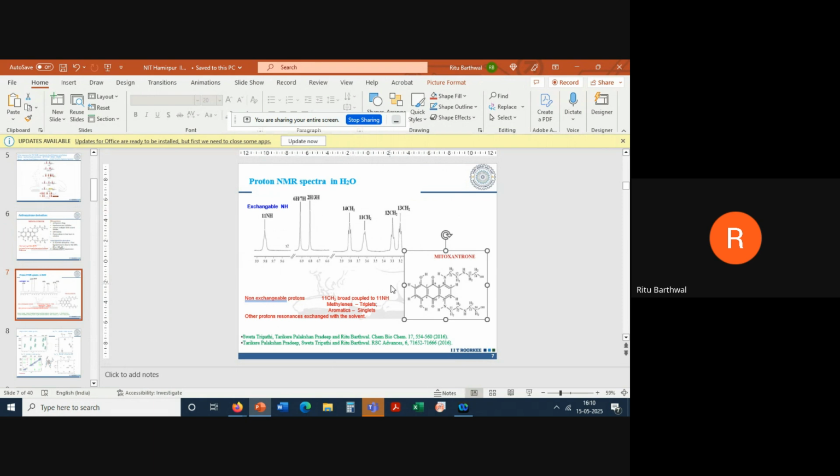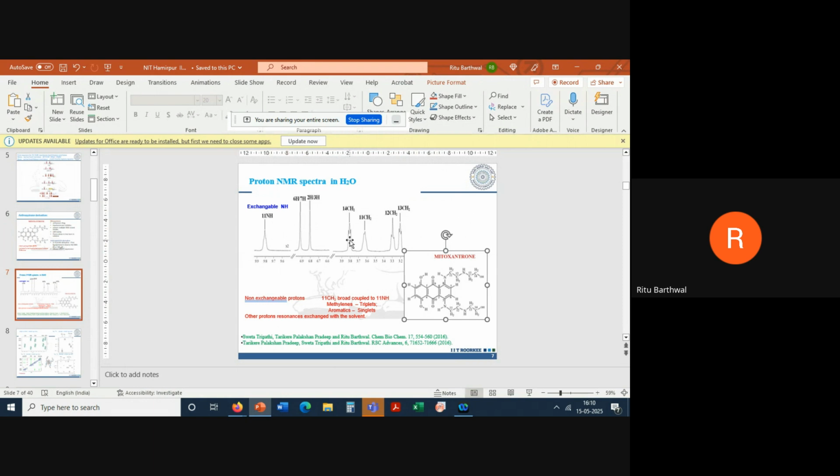So these are the ones attached to the aromatic part. And these are exchangeable NH, which I told you exchange with water. These are called non-exchangeable in our terminology. So we have got NMR spectra of all of them.